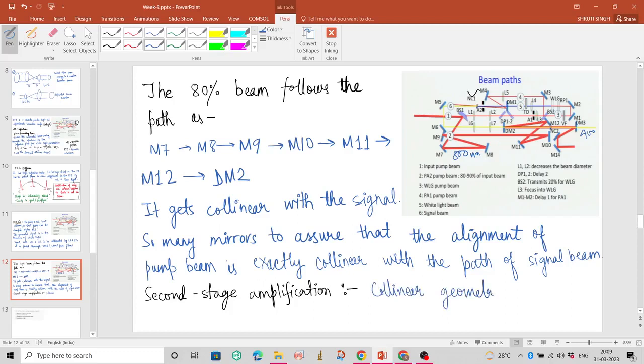Because at generation of the signal, we did not use collinear geometry, because after that the pump light would also have to come, and again we'd have to use some kind of filter there to block that. But if we keep the geometry not collinear, then it can be dumped. It will go in a different direction and can be dumped there easily.